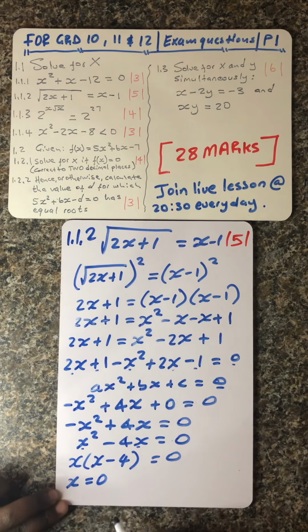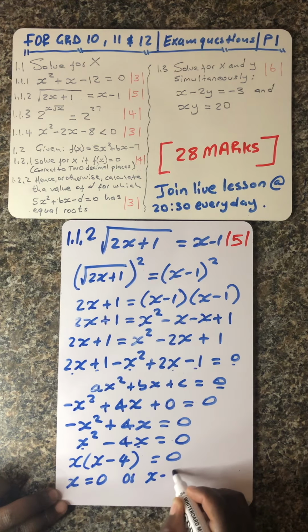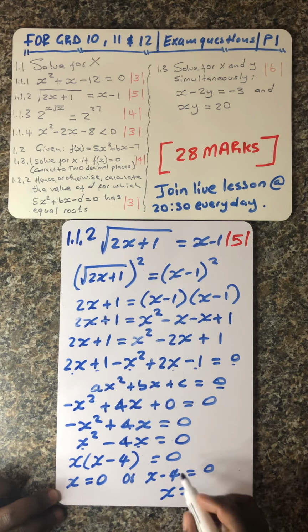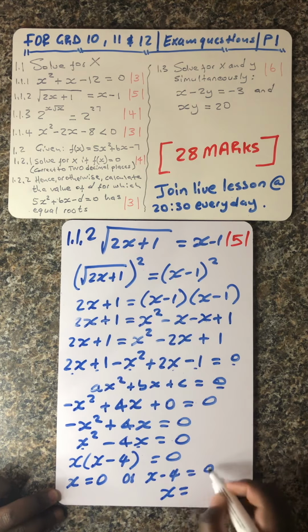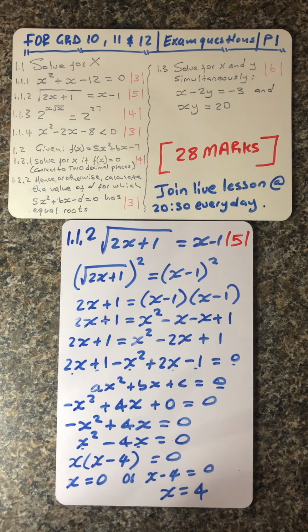This is that x which is equals to 0, or x minus 4 is equals to 0. And you see guys, when you get to this stage, you just want to solve for x. Your x is equals to, you write 4 to the other side of the equal sign, it becomes positive 4.